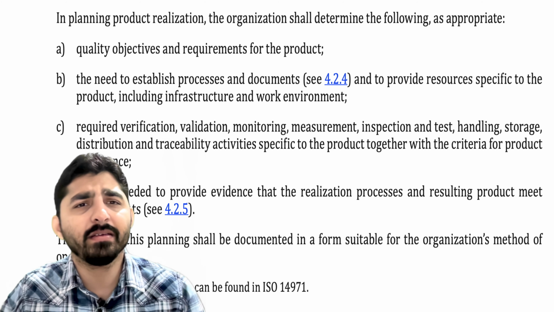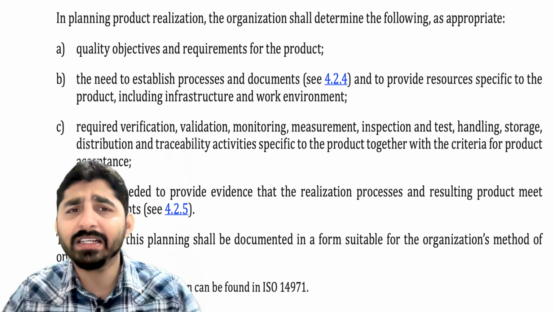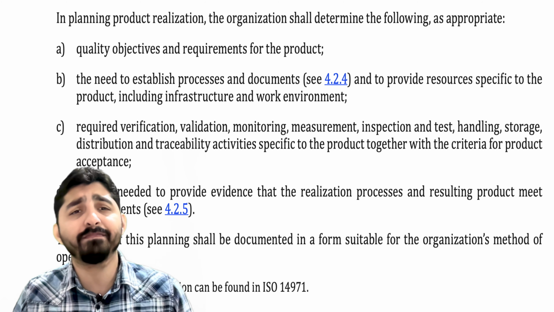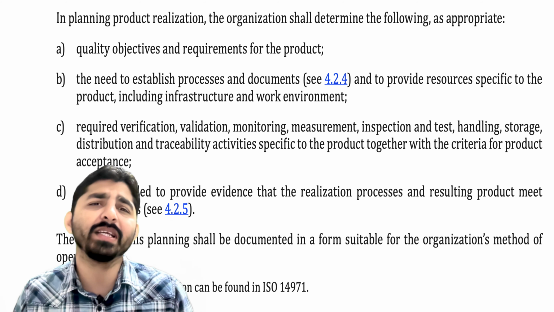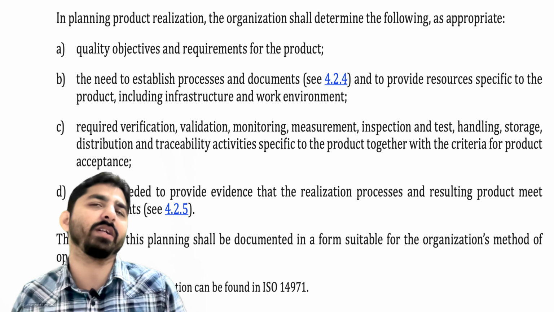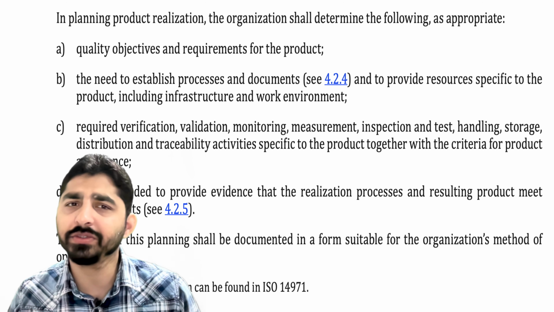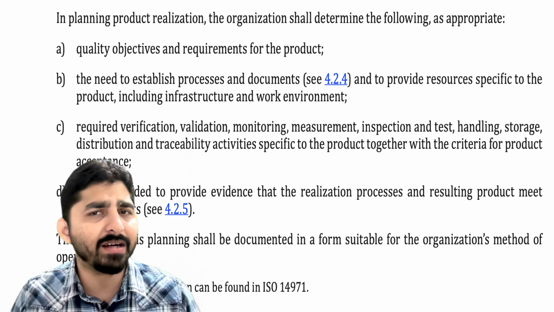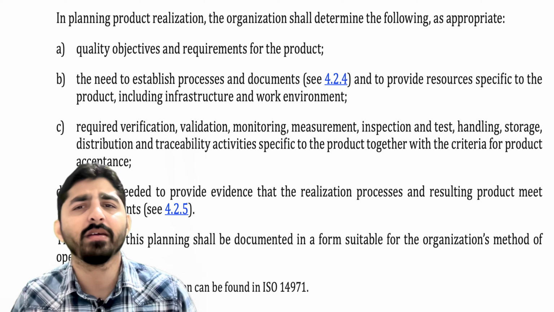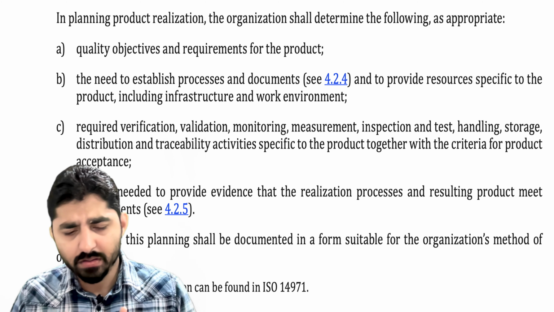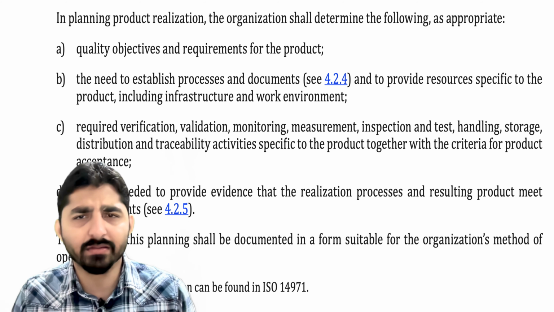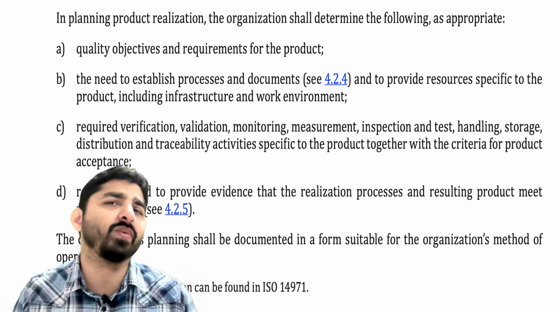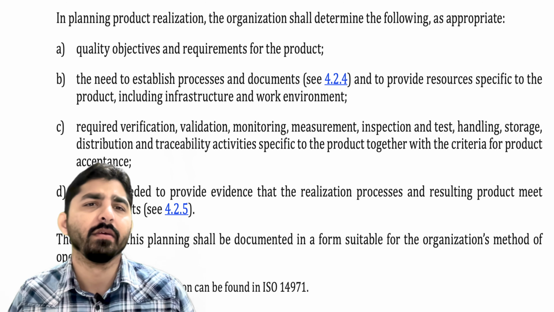During the planning, the organization shall also need to establish the processes and the documents and to provide resources specific to the product, including infrastructure and work environment. So the organization has to set up procedures, and they need to make a process in such a way that whenever you are going to make a product, the resources should be in place, right? Such as the infrastructure and the work environment, right?